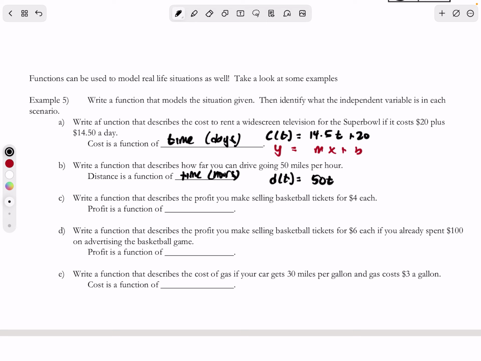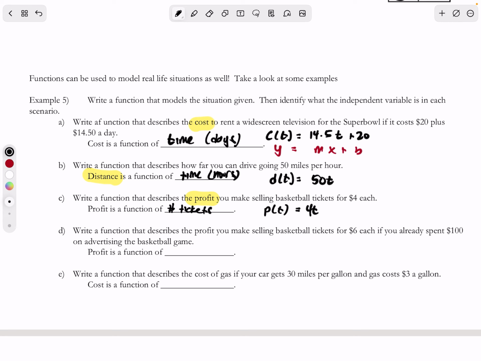All right, letter C, write a function that describes, oh, by the way, let me go back and point out to you, C of t describes the cost. D of t describes the distance. I don't see it written in the problem, but distance. The next function is going to talk about profit as a function of the number of tickets sold. We're selling tickets for $4 each. So profit is a function of the number of tickets. So my P of t function, or my P function, which depends on t, is just 4 times the number of tickets I sell.